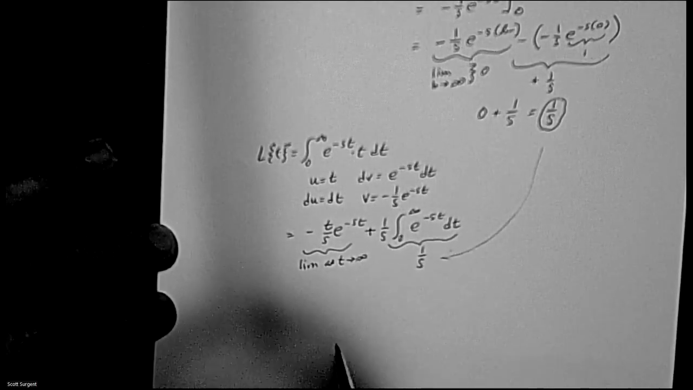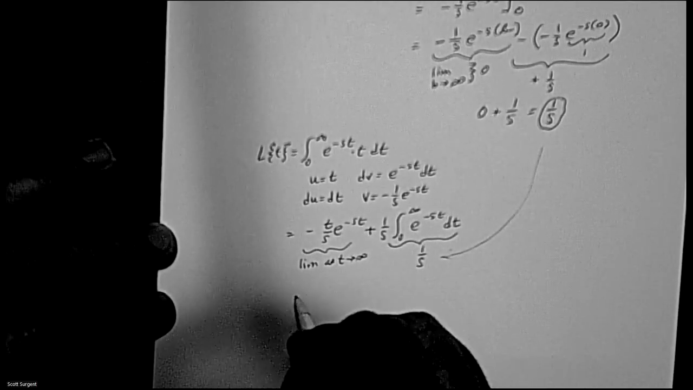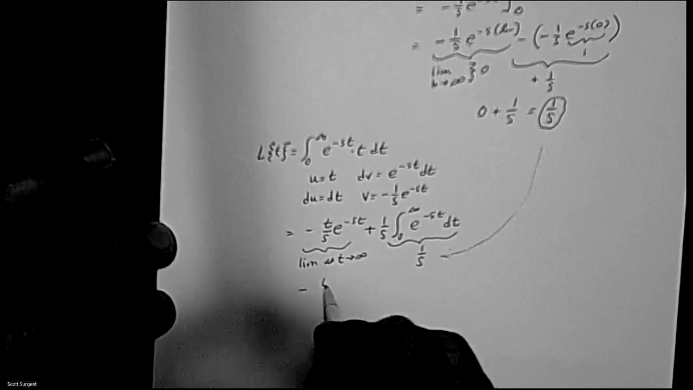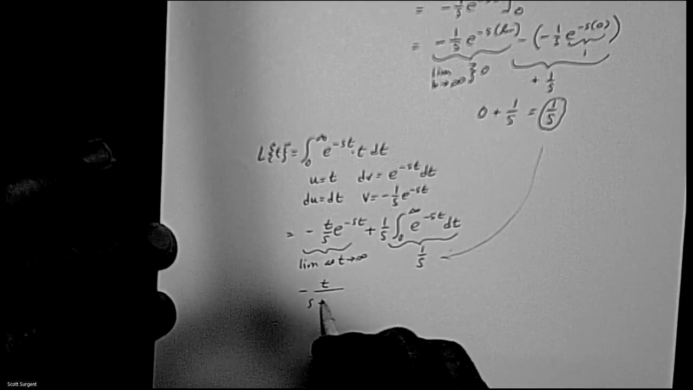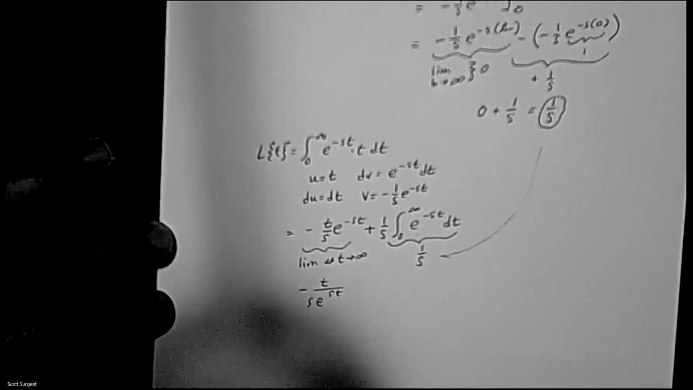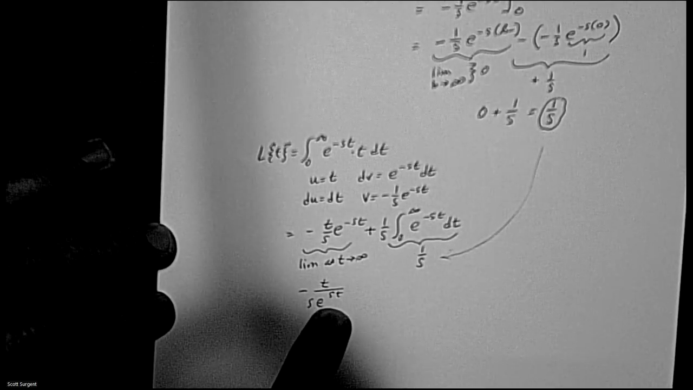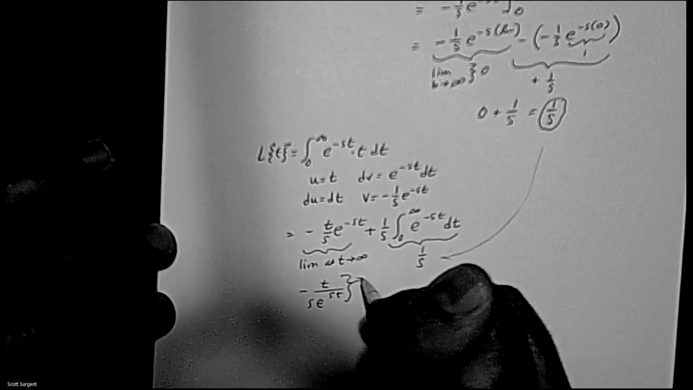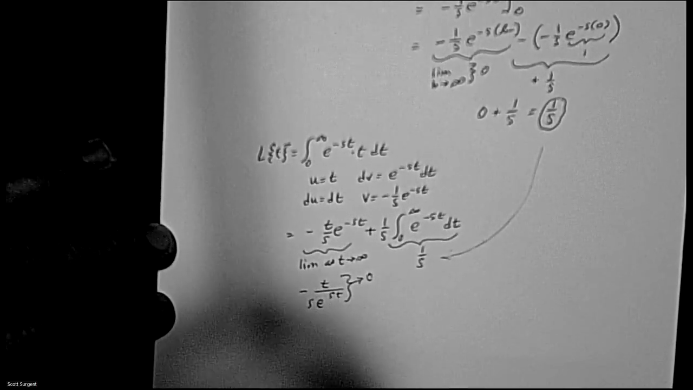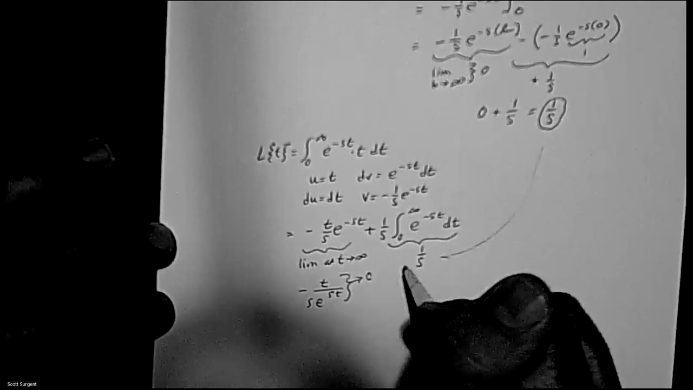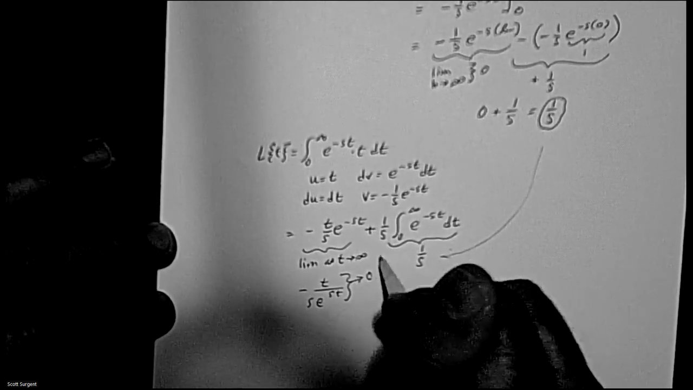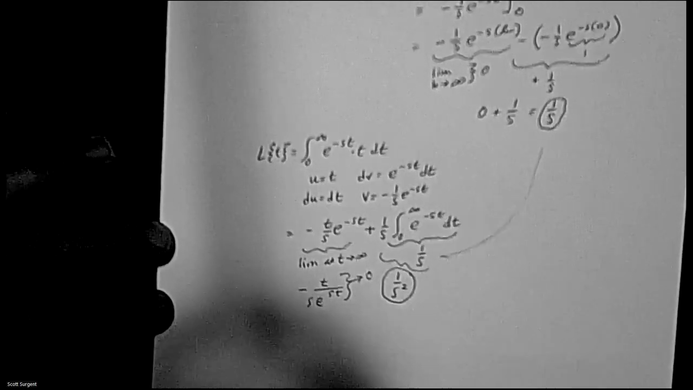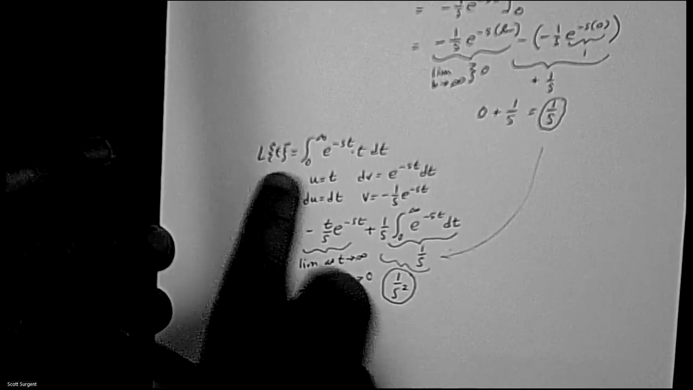As the bound goes to infinity, if I move this into the denominator, the t is on top, the s is on the bottom, and the e to the st is on the bottom. The exponential function outgrows the linear numerator, so this whole thing goes to zero. You could also show this using L'Hopital's rule. And you end up with 0 plus 1 over s times 1 over s, which is 1 over s squared. And that's the Laplace transform of t.